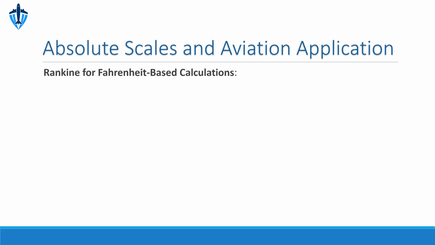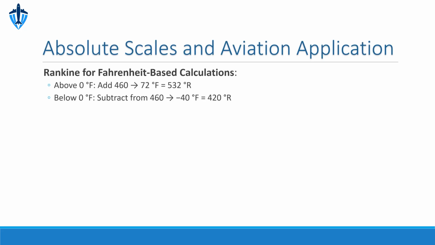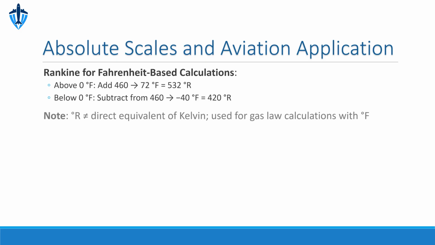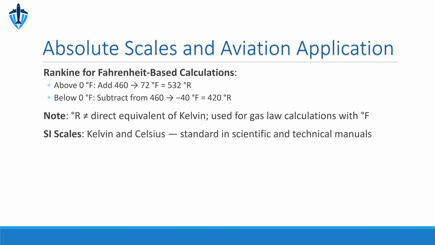For gas law calculations using Fahrenheit, we convert to Rankine by adding 460 above zero or subtracting below. For example, 72 degrees F becomes 532 R, and -40 degrees F is 420 R. Remember, Rankine isn't interchangeable with Kelvin. It's just the absolute scale paired with Fahrenheit. In science and aviation manuals, you'll see Kelvin and Celsius as SI standards.